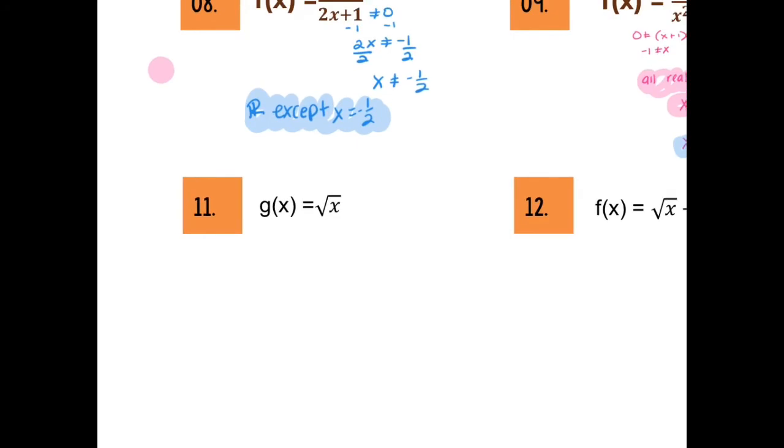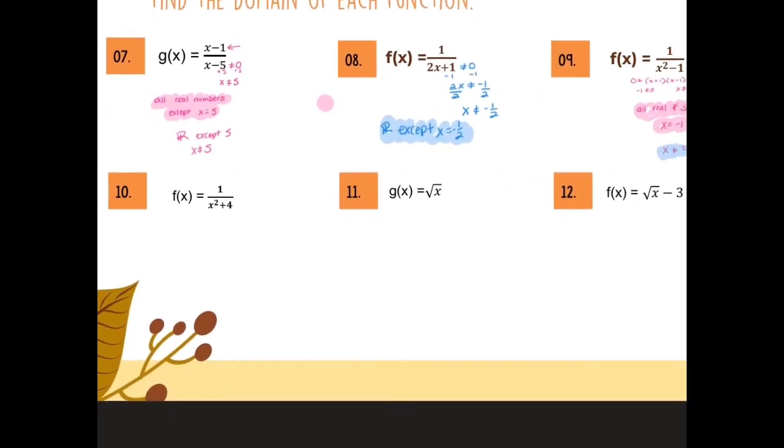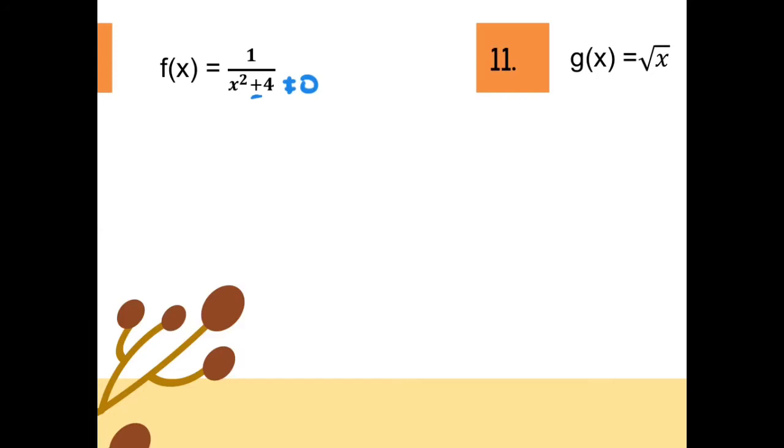Okay, moving on to number 10. So I have a variable in the denominator. I would say that this cannot equal 0. Now this time, this is a plus, so it can't be factored. If I did x squared cannot equal -4, and then I square root both sides, I'm looking for real numbers here. So this negative means that there's no value that I can plug in for x to get -4. And since that's the case, this is all real numbers.